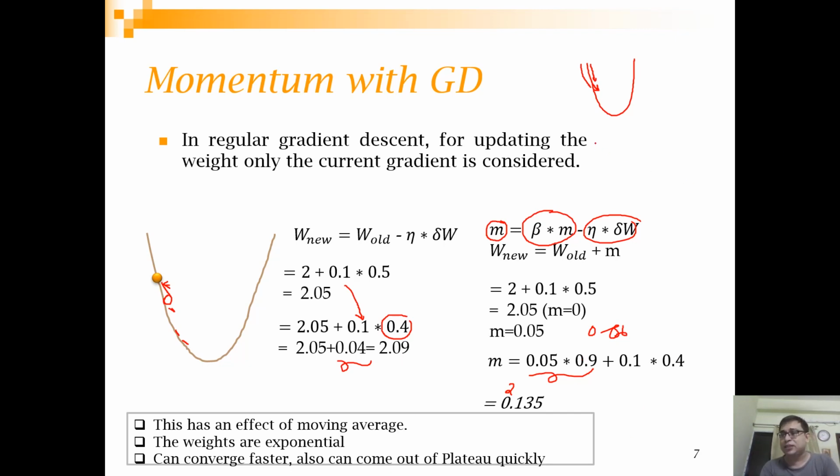So sometimes what happens is you have something like this, a flat portion like this, which is like a plateau. Gradient descent will very easily get stuck here, but your momentum can cross the plateau very easily. So this is one of the benefits.